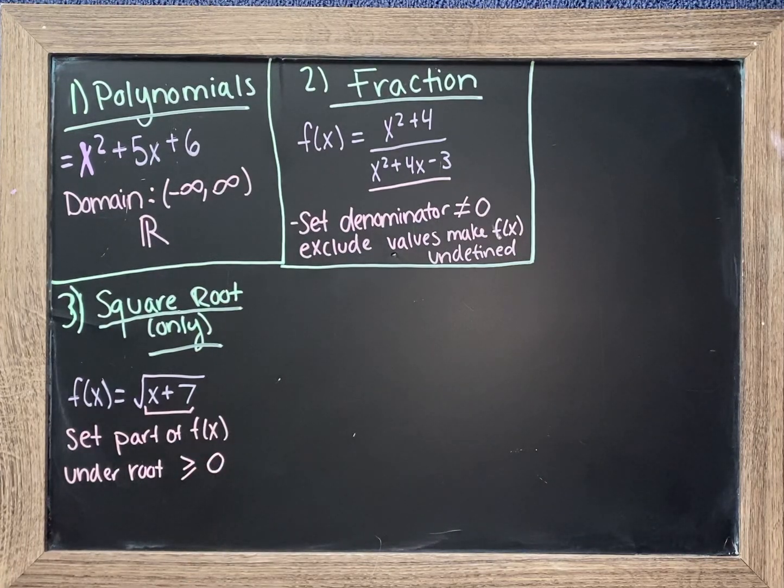What this will do when you solve it is make sure that all of the values you get in your domain are non-negative, because again, you cannot have a negative value under a square root. So in order to find the domain of a square root function, you set the part under the square root to be greater than or equal to 0, to make sure you're not getting any negatives in your domain.